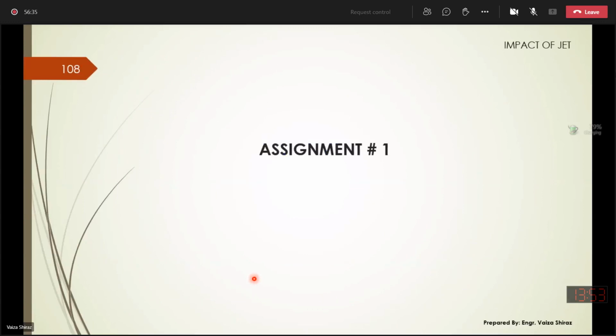And probably the submission of the assignment will be in hard form when you come on campus. So keep your assignment ready. As soon as you come to the university, you will submit your assignment. Hopefully we will have a clear idea about the next schedule.